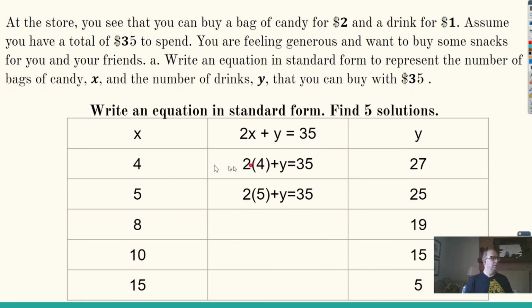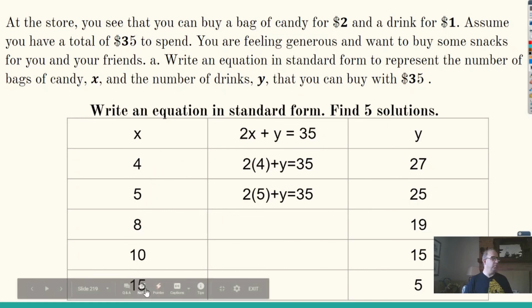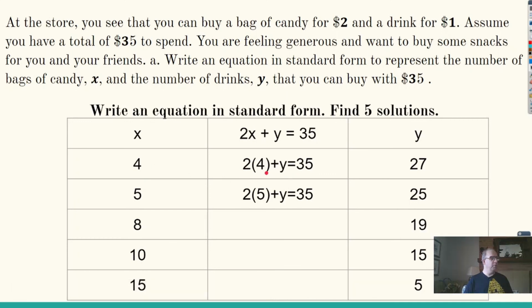There we go. And now I'm going to choose a number for, in this case, x, and y is going to equal whatever that is. I choose a number for x because I don't have a coefficient for y, so it'll be easiest to solve because all I do is multiply these two numbers and then subtract. 4 times 2 is 8. 35 minus 8 is 27. 5 times 2 is 10. 35 minus 10 is 25, etc.